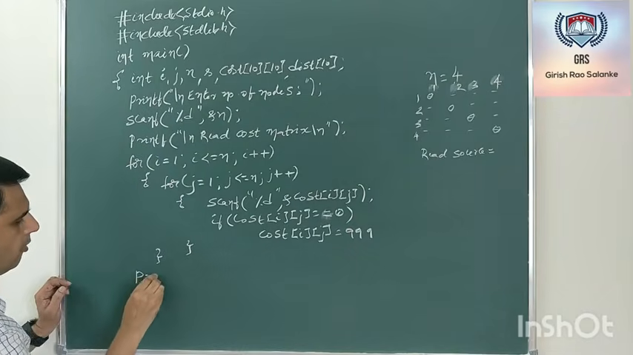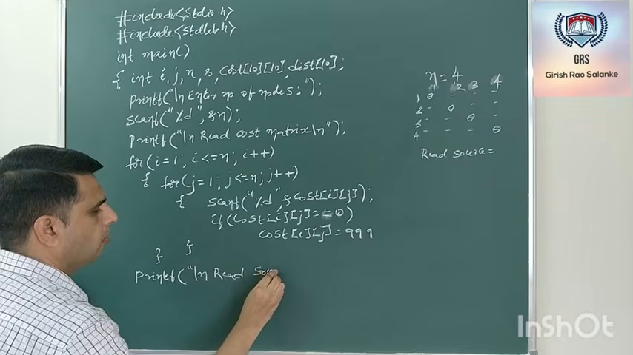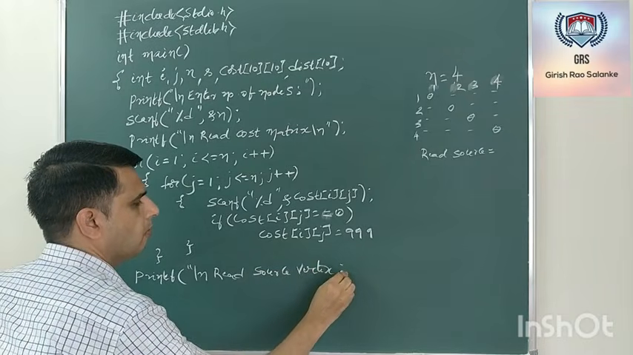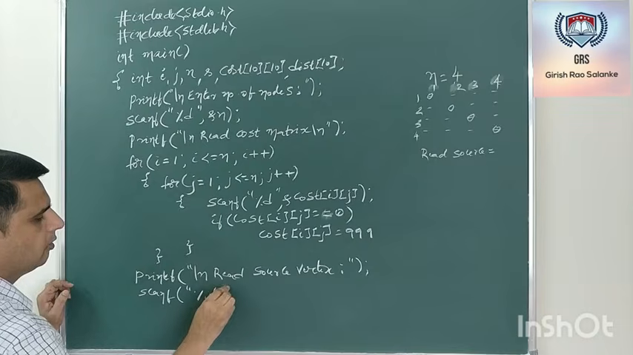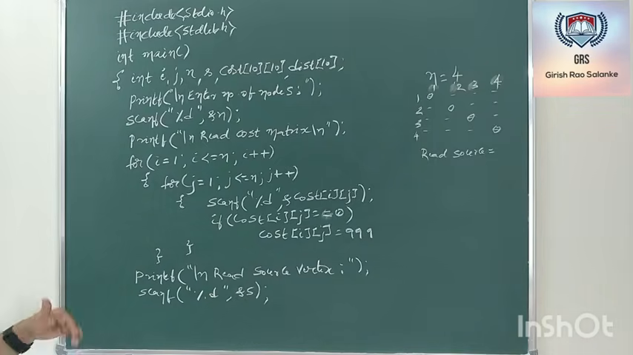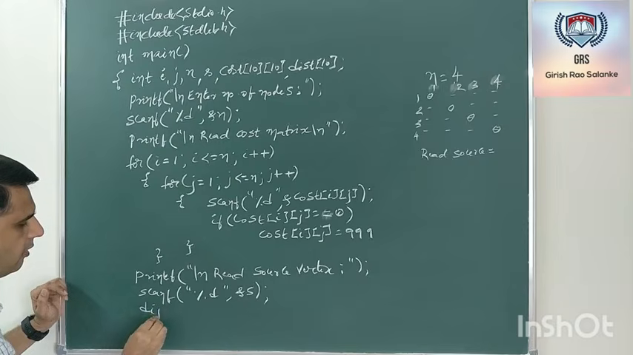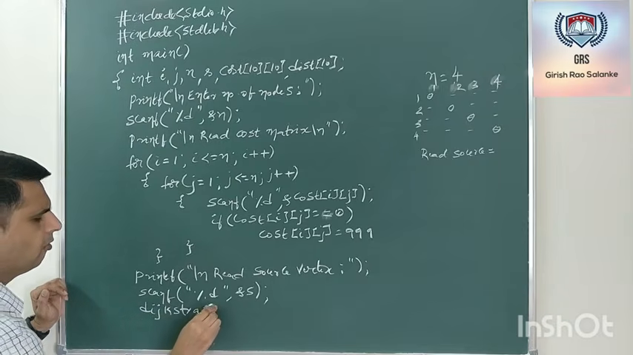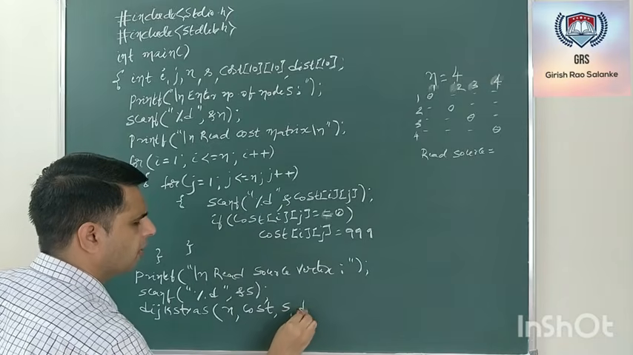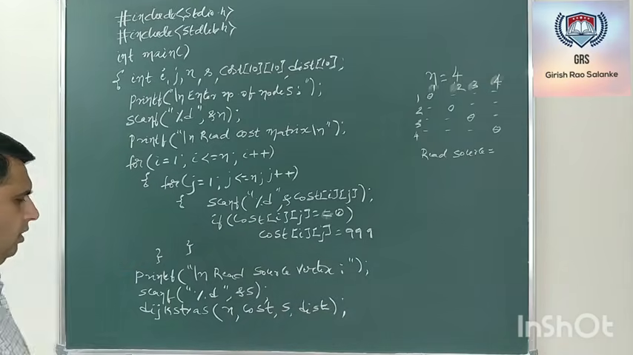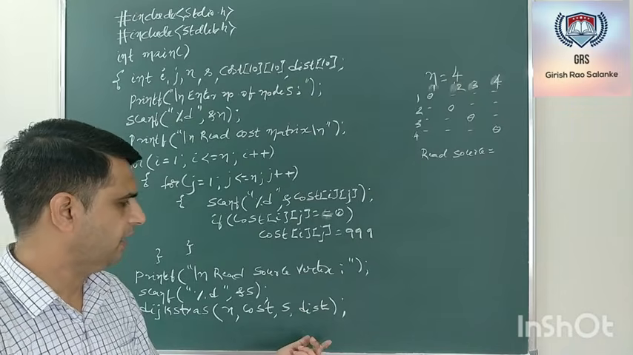So next, printf read source, scanf percentage d ampersand of s. Now after reading the source vertex, what is the next step? Next step is I need to call the Dijkstra's function. Let me pass arguments as n, comma cost, comma s, comma distance. Now I'll assume that my array distance finally contains the shortest path to all the vertices.